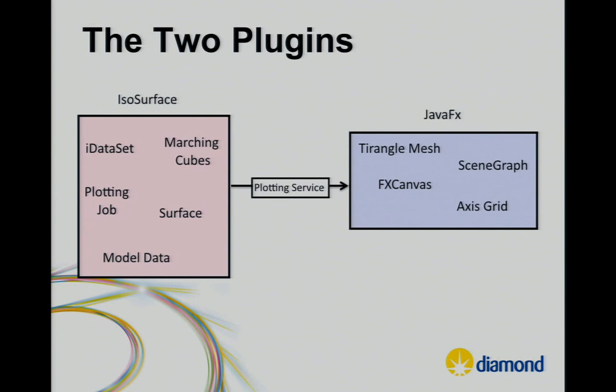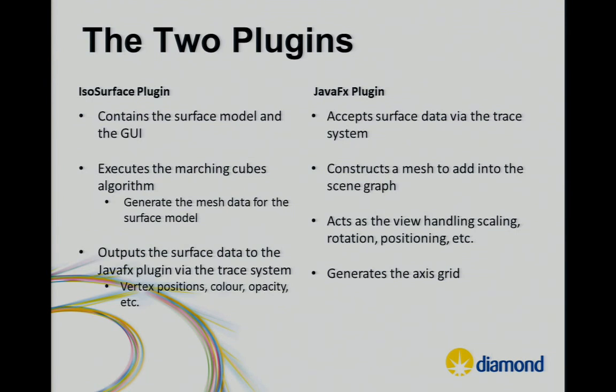So basically, it runs on 2 plugins. I have the Isosurface plugin and the JavaFX plugin. I'm not going to go into great detail, hence the undetailed image. But basically, I try to keep everything modular. So the Isosurface plugin deals with the algorithm generating the surface data through the marching cubes algorithm. It will send this data through the plotting service into JavaFX, which acts like the view, and then generates the triangular mesh for JavaFX, and then plots it.